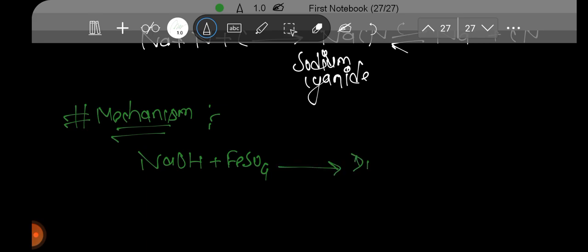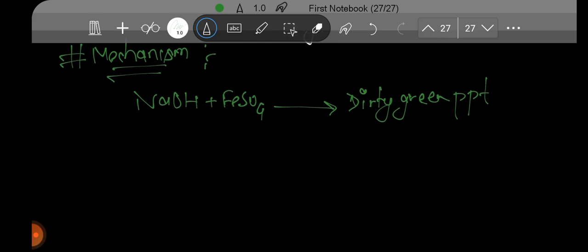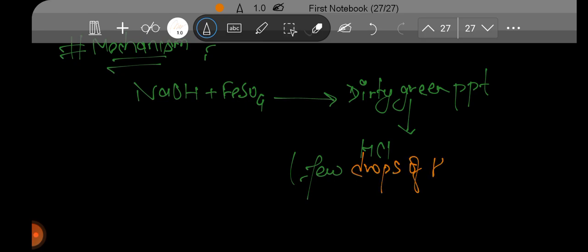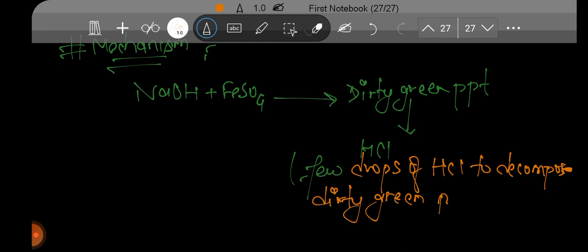Then it gives a dirty green precipitate, which is removed by HCl, so we add a few drops of HCl to decompose the dirty green precipitate. Now further we add FeCl3.